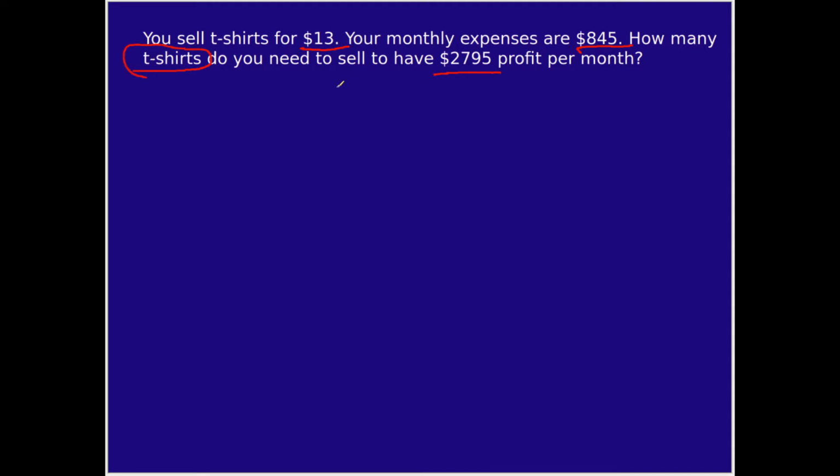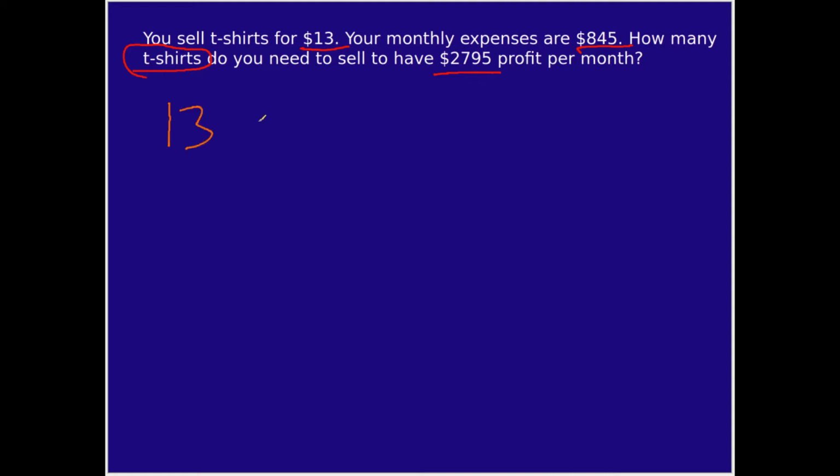So here's something that I know. This $845, it doesn't change. It's a constant, but it's an expense. In other words, it's taken away from my profit. I also know that I'm selling my t-shirt for $13, and I want to know how many t-shirts. Since I don't know how many t-shirts, this will be my variable. So if I had to write this out and make it nice and clear for you, it would look something like this.